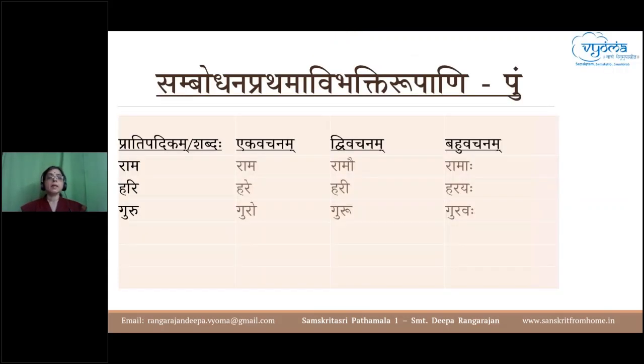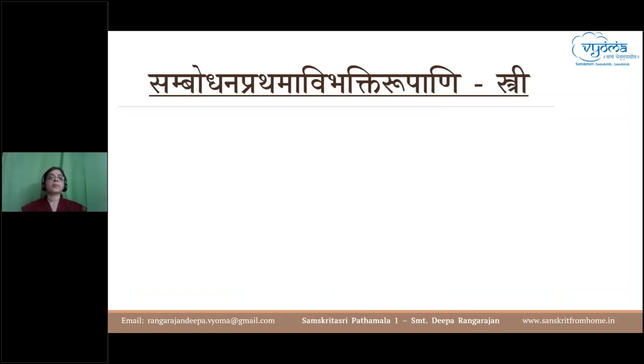Then we saw Sambodhana Prathama Vibhakti. The forms are similar in Dvivachanam and Bahuvachanam. In Ekavachanam, there is a slight difference. And for some Shabdas, even the Ekavachanam may be the same. So in Ekavachanam, Rama Shabda has He Rama, He Ramau, He Ramaha. For Hari Shabda, it is He Hare, He Hari, He Harayaha. And for Guru, it is He Guro, He Guru, He Guravaha.